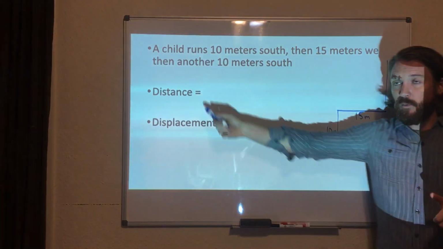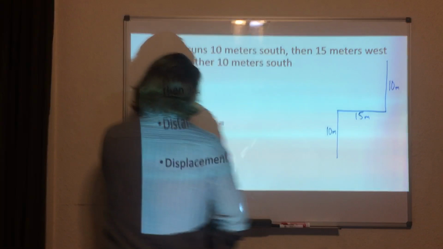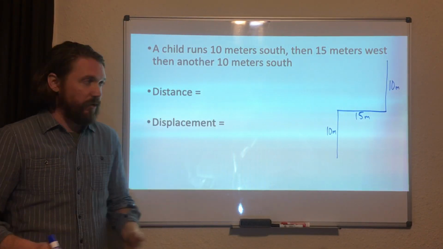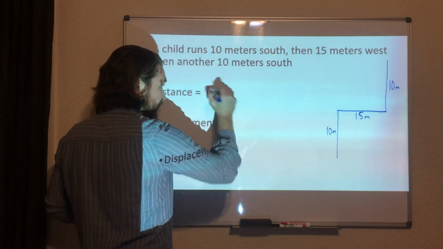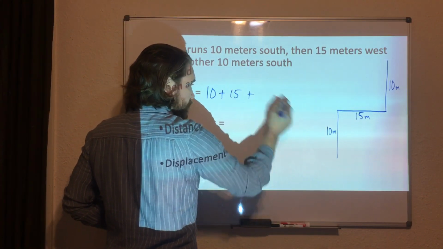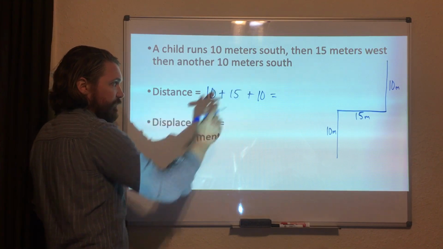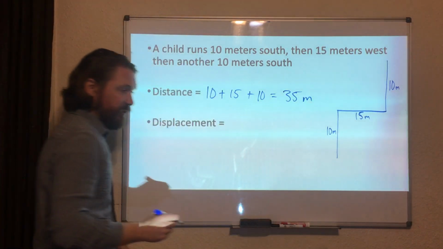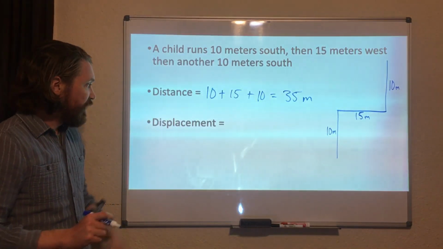Up first, what is my distance? Remember, distance is scalar. Distance does not care about which way we're going. I don't care about north, south, east, west. All I do is add these things up. My first distance was 10. My second is 15. And my last one is 10. 10 plus 15 plus 10 equals 35 meters. That's easy. Doesn't matter what direction you're going, you just add them up.